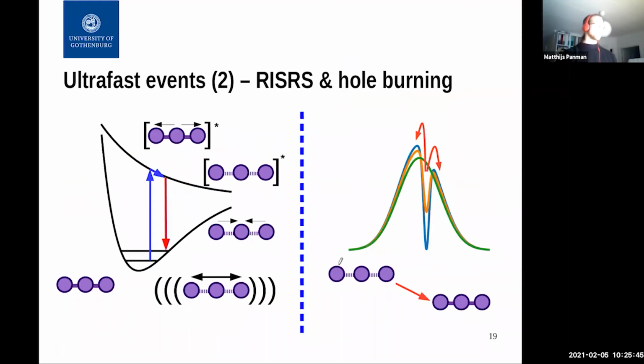We also expect ground state oscillations as a result of vibrational coherence. So resonant impulsive stimulated Raman scattering, and also hole burning, because we excite the molecules fairly off resonance from the absorption maximum.